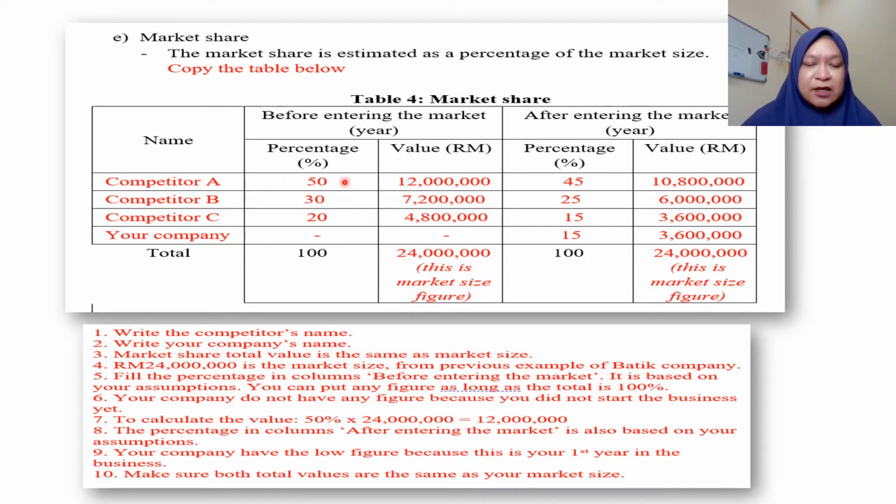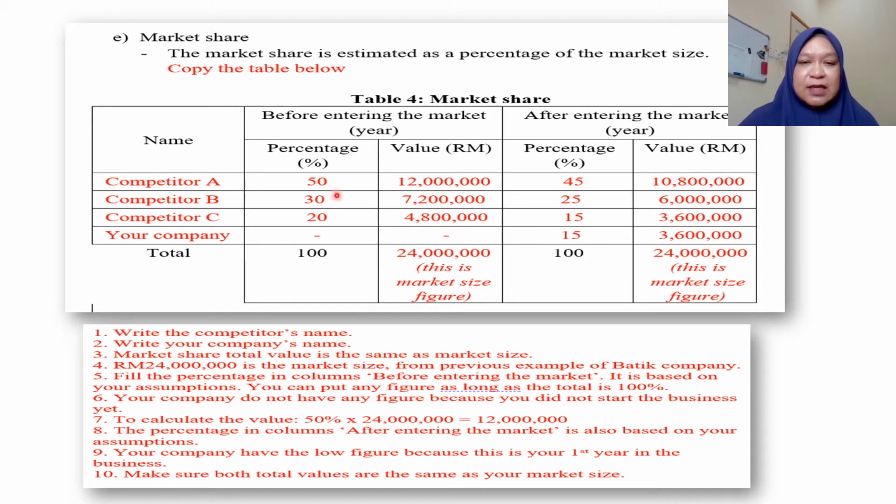Let's say you think that in the area, company A is the top company that sells the product. You assume most of the customers will buy from company A, so you assume the market share conquered by company A is about half, 50%. Company B is about 30%, and company C is the rest of the market share. This percentage is based on your assumptions only, as long as the total is 100%.